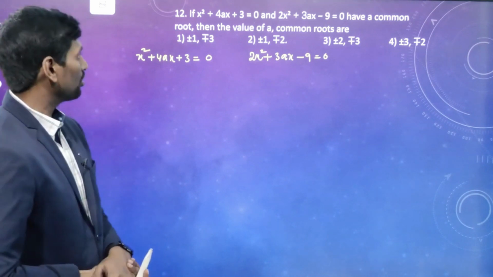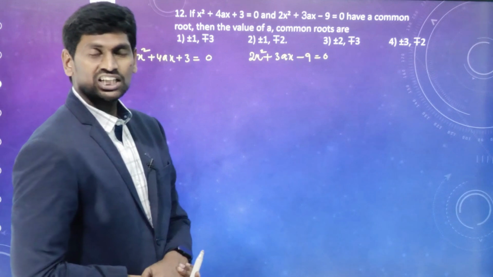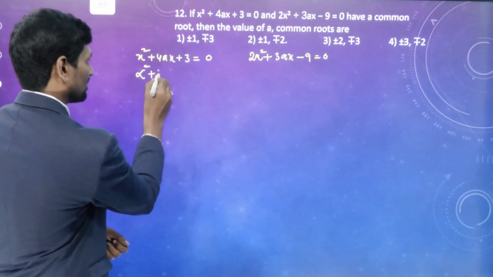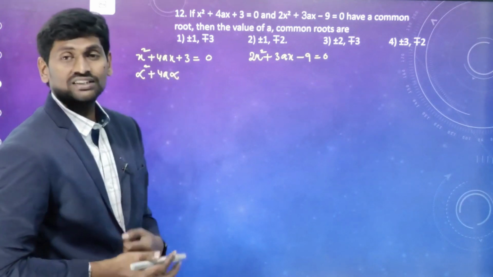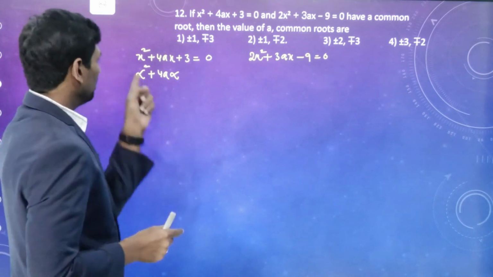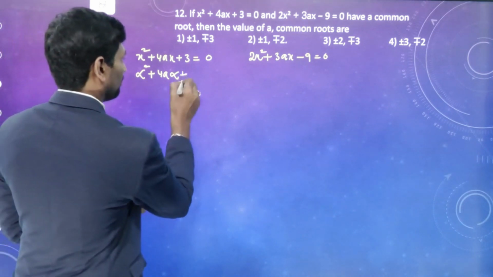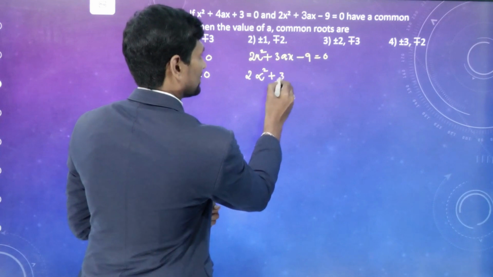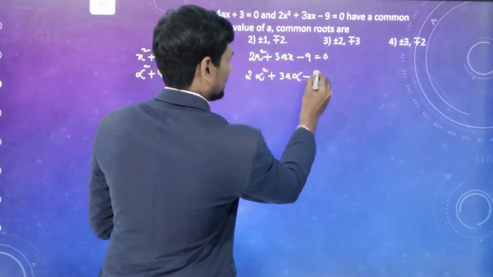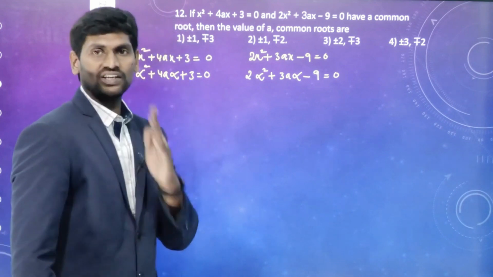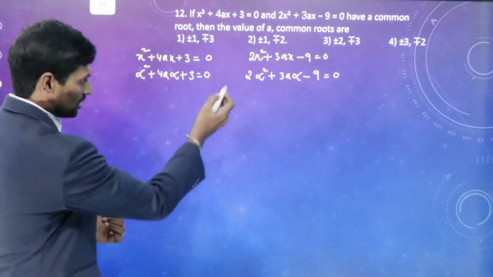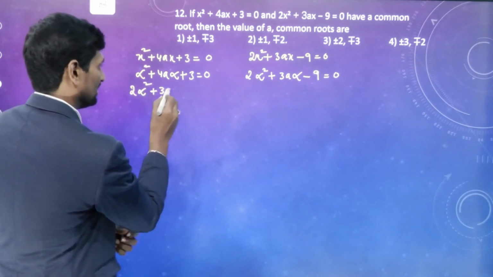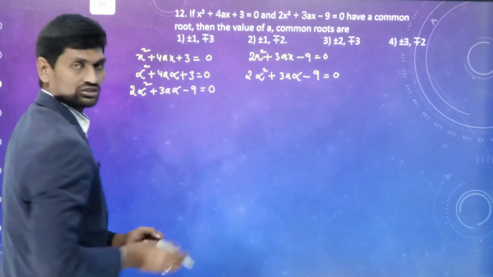So let us take the common root as alpha. Let the common root of both the equations be alpha. I am substituting here alpha square plus 4a alpha. Substitution means in the place of x only we should substitute. So x square becomes alpha square, plus 3 equals 0. Here also 2 alpha square plus 3a alpha minus 9 equals 0. Now the second equation I am writing here, 2 alpha square plus 3a alpha minus 9 equal to 0.